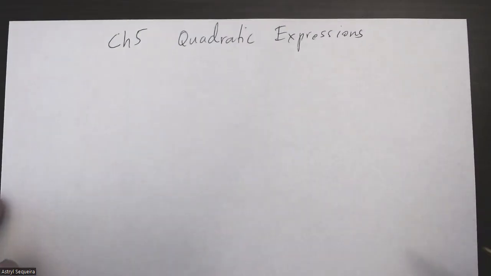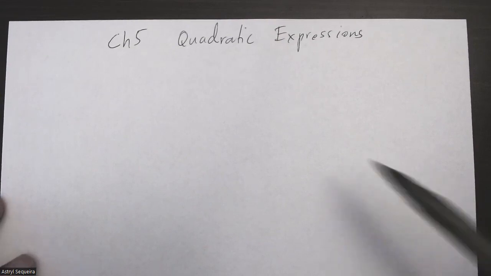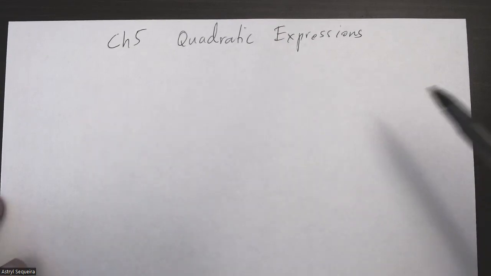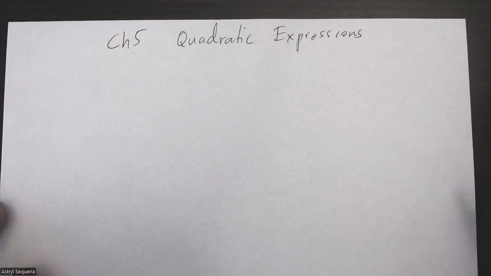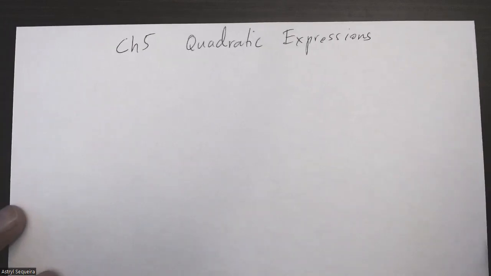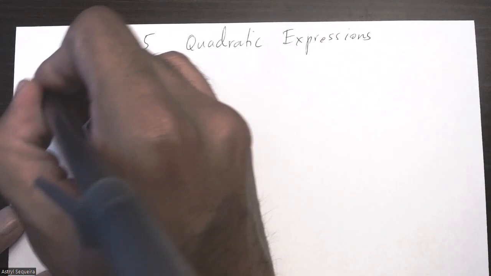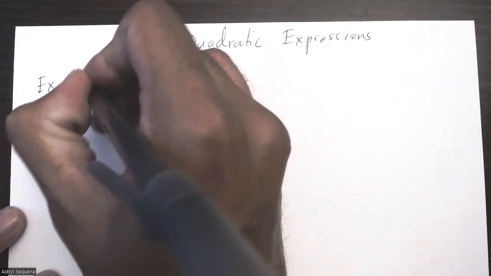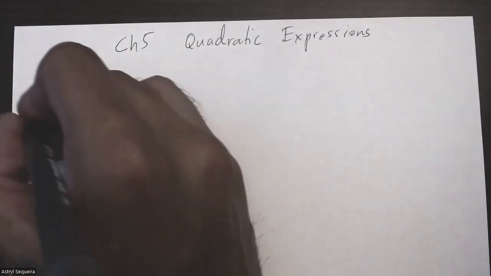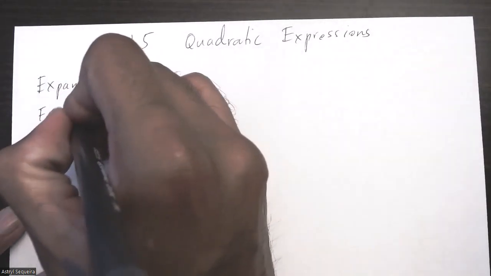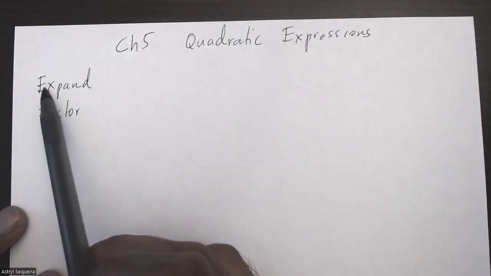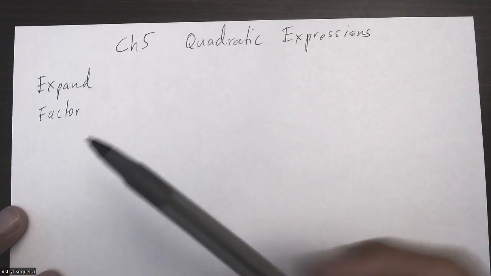All right, so in this video, we are going to do a full review of chapter number 5, which is quadratic expressions. Now, chapter number 5 basically has two main topics. The first topic is expanding and simplifying, and the second topic is factoring. Now, these two processes are the opposite of each other.